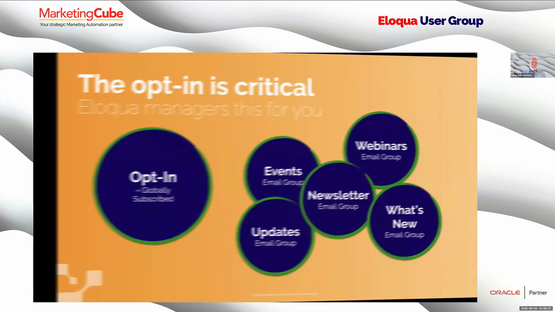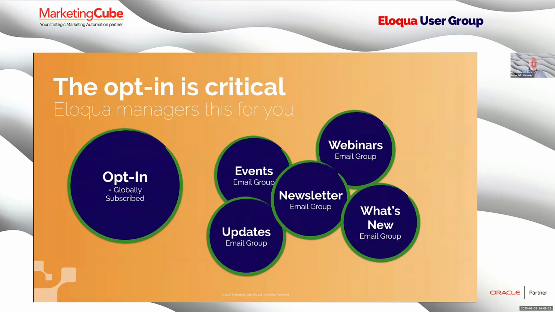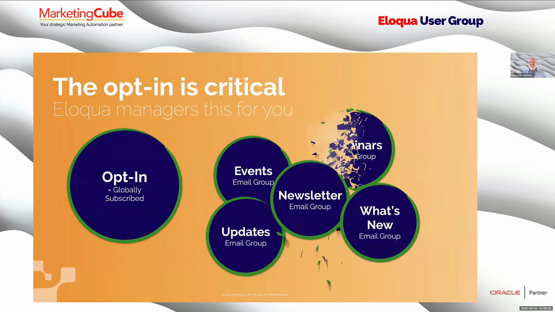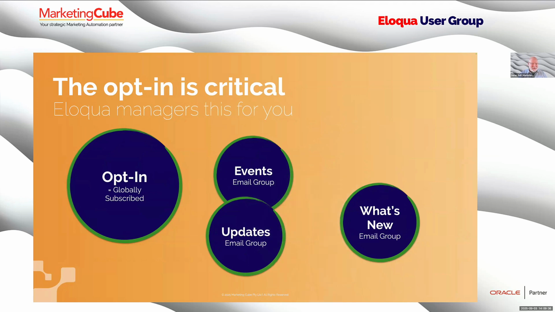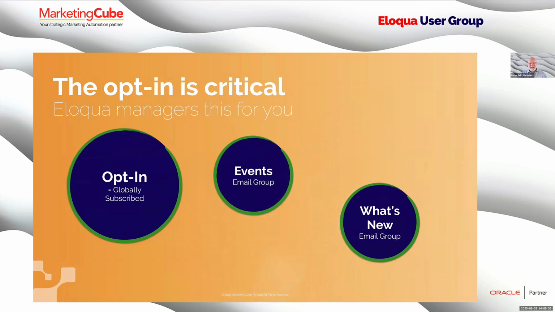All right. So what does that look like? If we take some of these away, and by taking them away, we assume this means that somebody has actually unsubscribed from them. In this scenario, the only 2 left that we can actually communicate to people on is events and what's new. That's it. They've actually unsubscribed from the others.